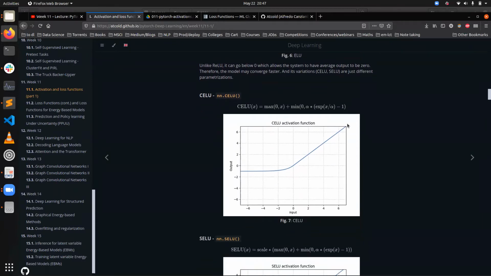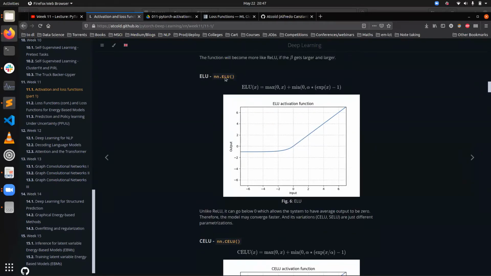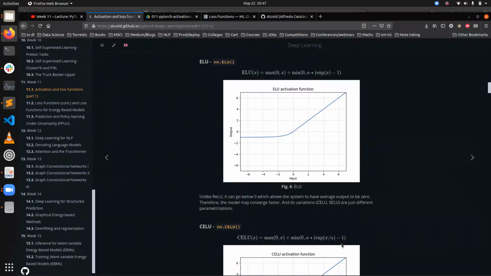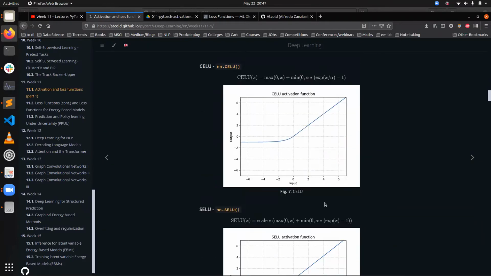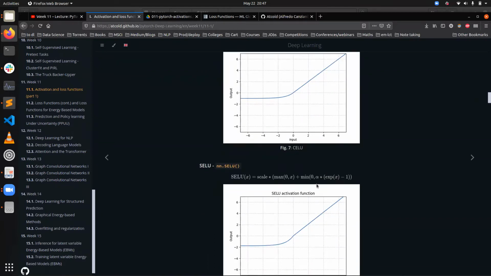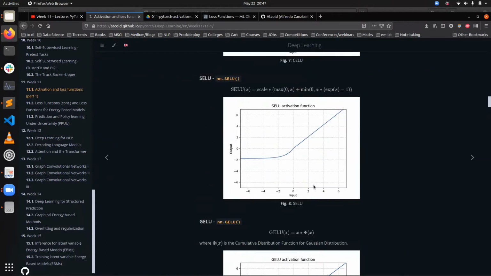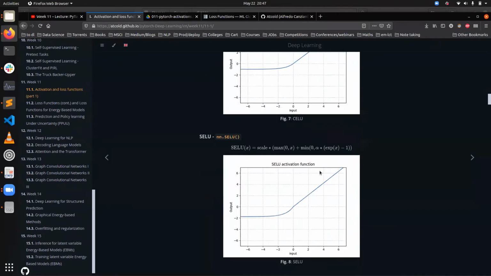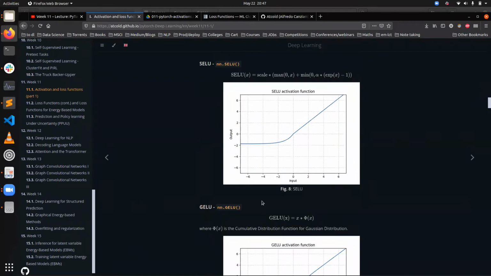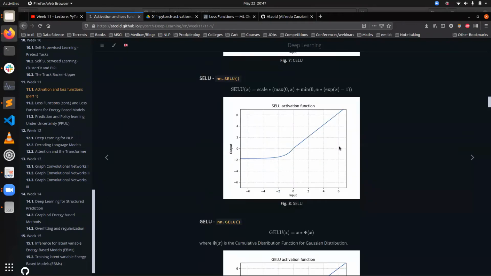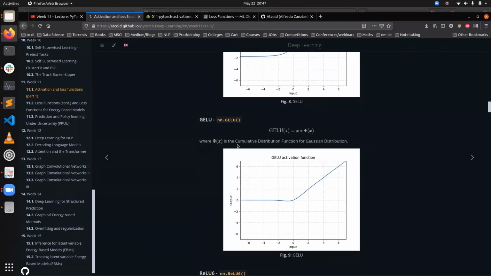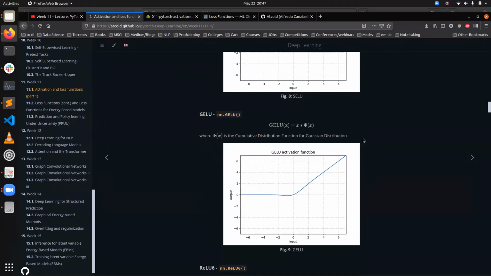Then a bunch of activation functions which he did not talk about much. They are just slightly modified versions of this: CELU, ExpPi alpha, then SELU. I'm not sure, but I think BERT uses one of these somewhere. I just have a faint memory of seeing one of these in BERT, but I don't remember which one. GLU, the cumulative distribution function for the Gaussian distribution.